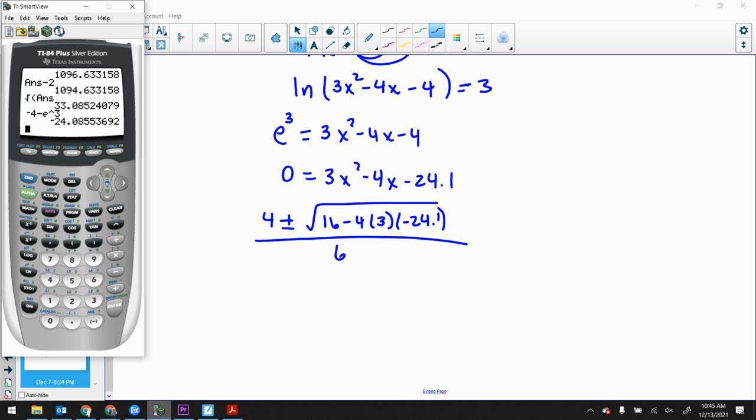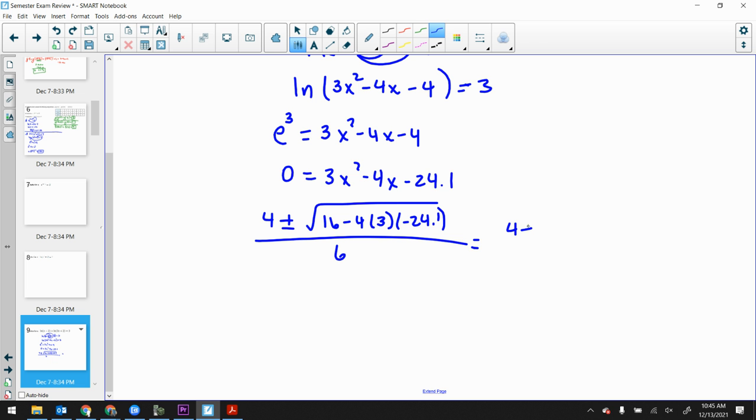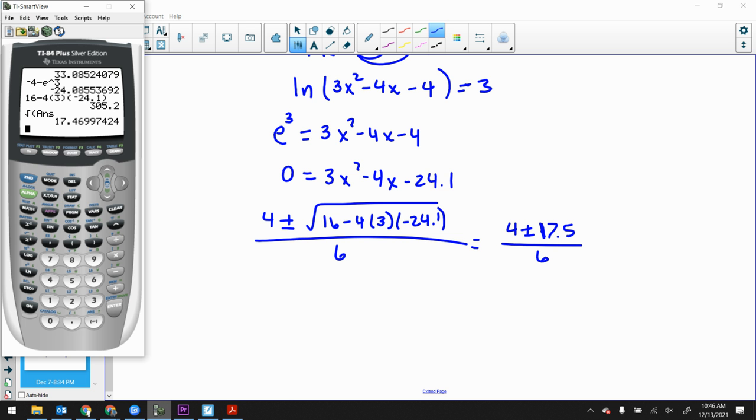All right, so let's get going in our discriminant there. 16 minus 4 times 3 times this negative 24.1 rounded. 305, let's square root that. We get something, let's say 17.5. 4 plus or minus 17.5, all over 6. And now let's run those numbers.